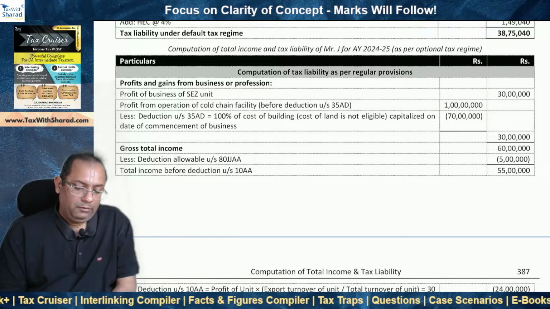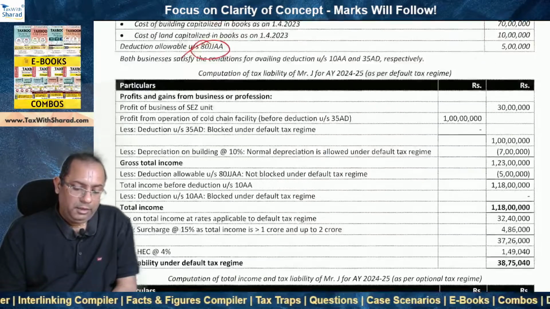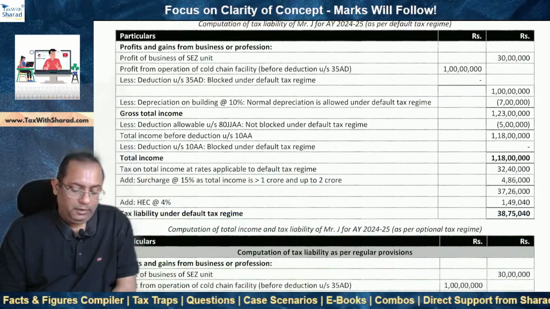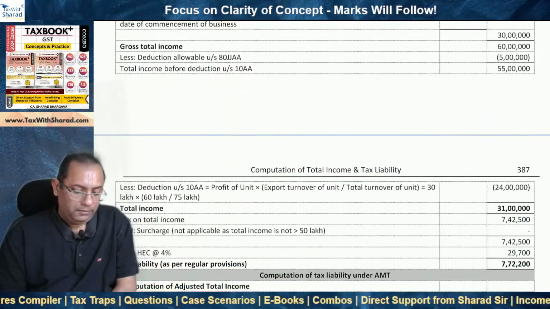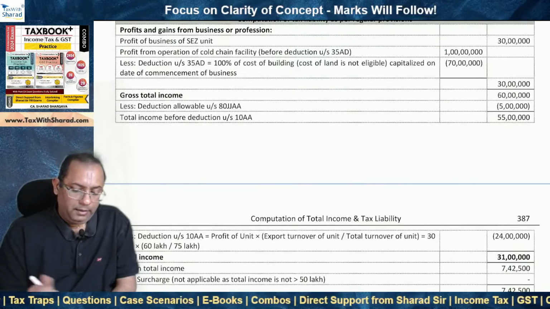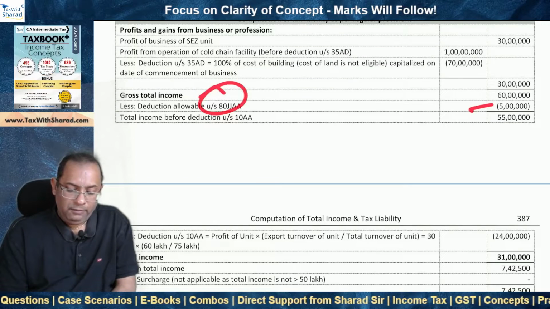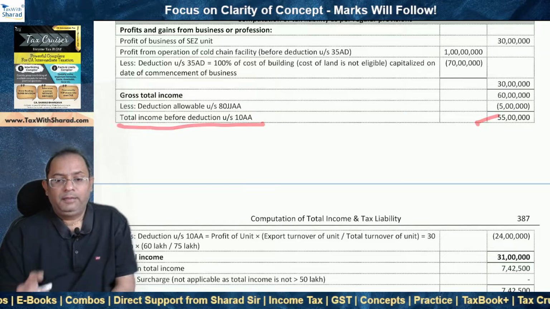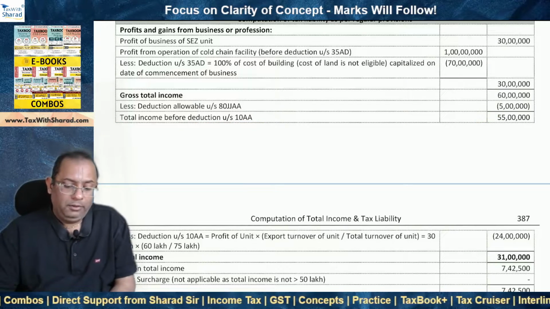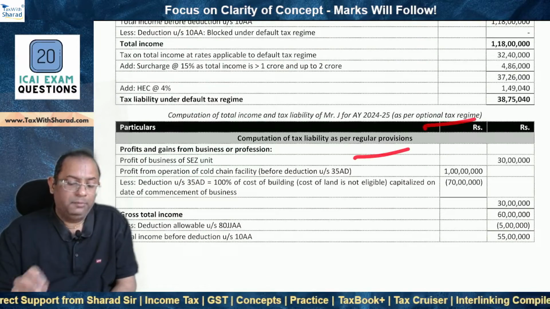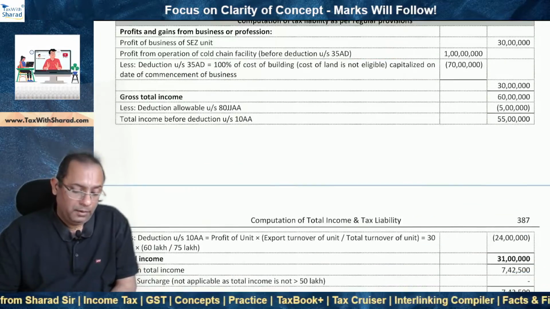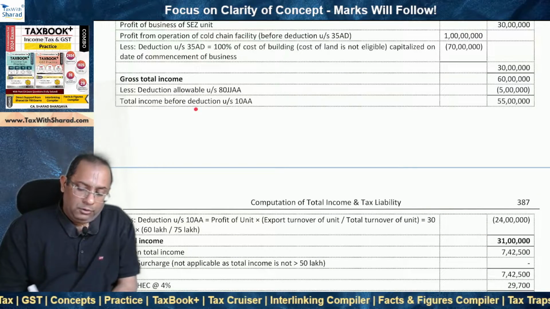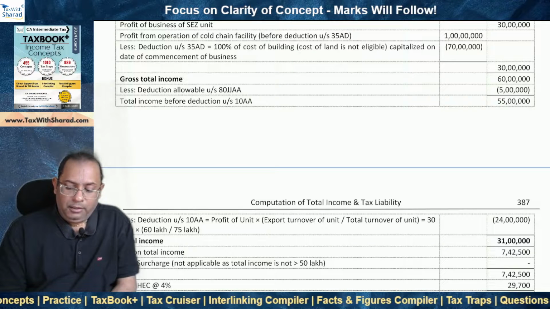From this we allow deduction under section 80JJAA because this is the only section mentioned here where the deduction is being allowed from gross total income. So we say deduction under 80JJAA of 5 lakh rupees, and then total income before deduction under section 10AA is 55 lakh. 10AA deduction is allowable because we are talking about regular provisions under the optional tax regime. We are not talking about AMT at this point of time.